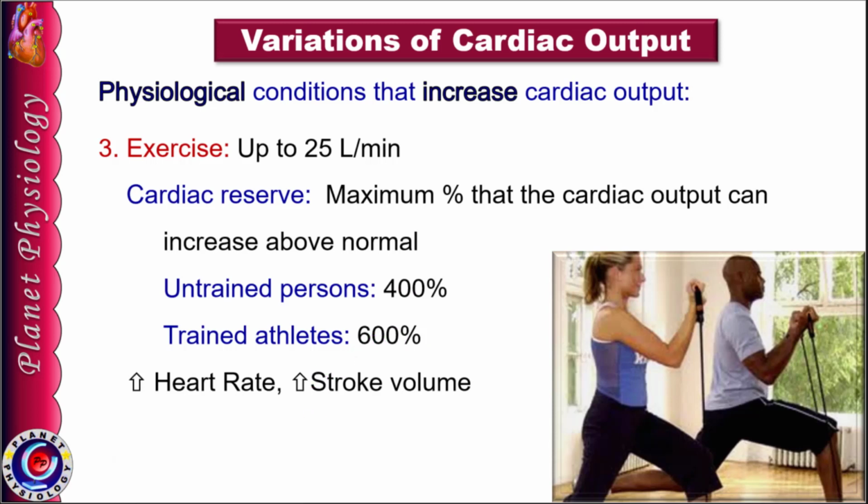Increase in cardiac output during exercise is achieved by increasing both heart rate and venous return and thereby the stroke volume. Details you will get in my video on cardiorespiratory changes during exercise. I'll leave the link for the same in the description box below.